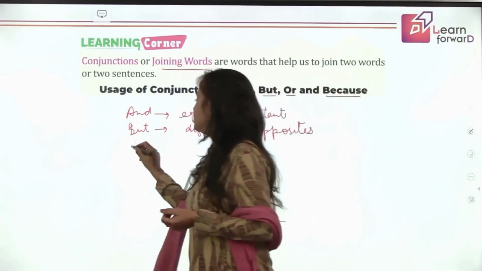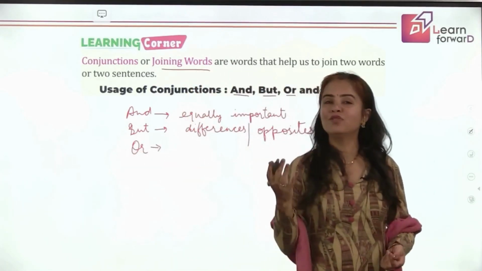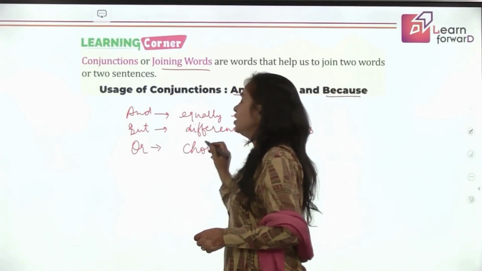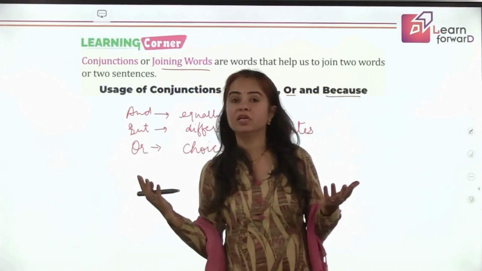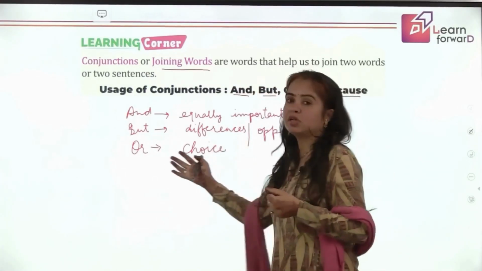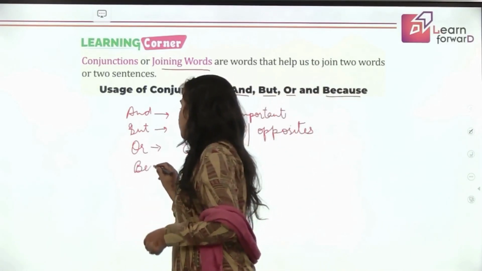Then the next is or. Yes. What is or? Or goes for choice. Yes. When there is a choice, that means you cannot go for both the things together. You will have to pick out one. That is choice. So you use or. A new conjunction introduced here is because.